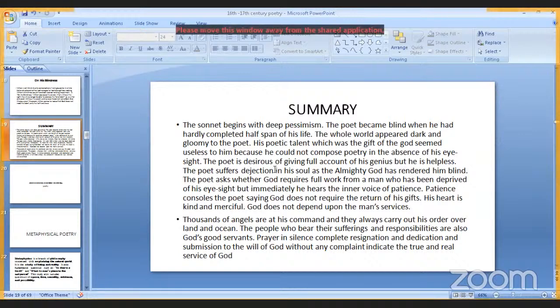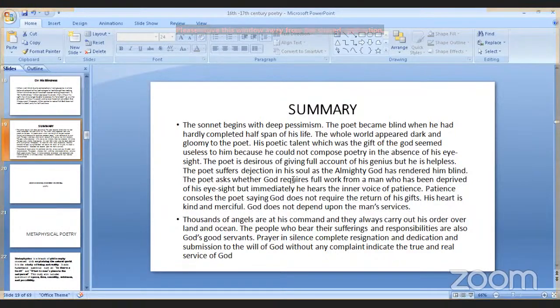So the sonnet begins with deep pessimism. The poet became blind when he had hardly completed half the span of his life. The whole world appeared dark and gloomy to the poet. And his poetic talent, which was the gift of God, seemed useless to him because he could not compose poetry in the absence of his eyesight. The poet is desirous of giving a full account of his genius, but he is helpless. The poet suffers dejection in his soul as the Almighty God has rendered him blind.